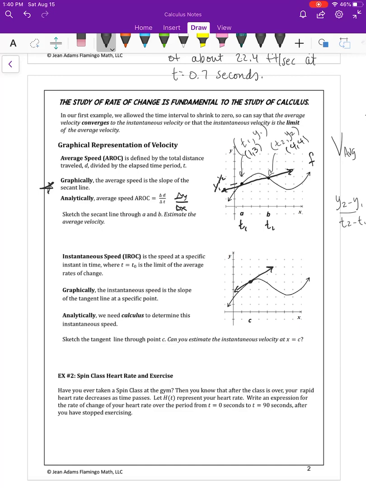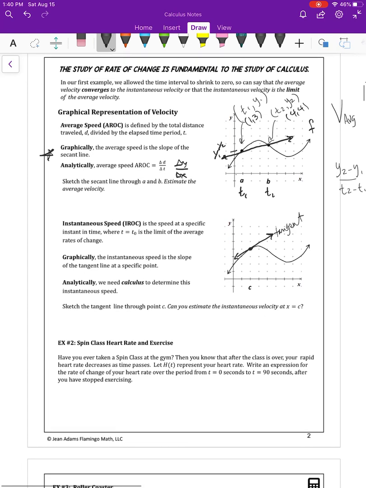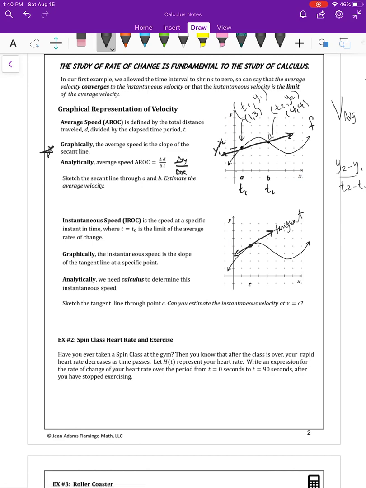So graphically, the instantaneous speed is the slope of the tangent line. Again, we would be looking at slope here, only this would be the slope of the tangent line. This is a tangent line, it's tangent to the function at the point where we want that instantaneous value. And analytically, we would need calculus to determine that instantaneous speed.